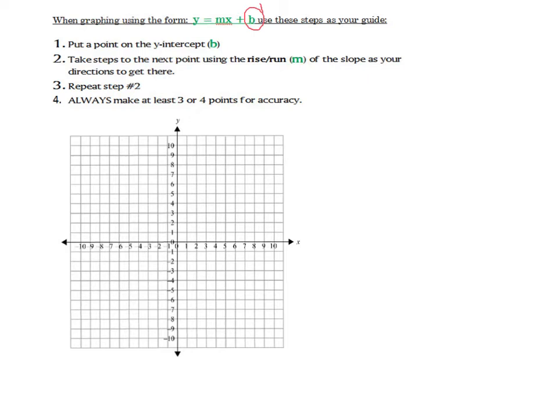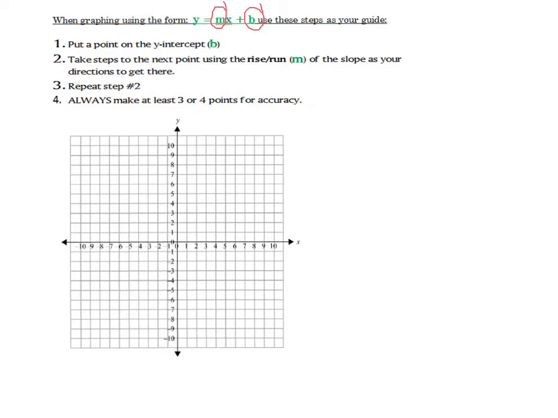Find each subsequent point by using the rise over run of the slope as your guide to get to subsequent points from the y-intercept. And remember, in the y equals mx plus b form, the slope, rise over run, is the m in that equation. So it's all just sitting right there for you to use.